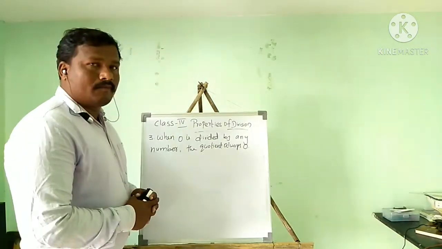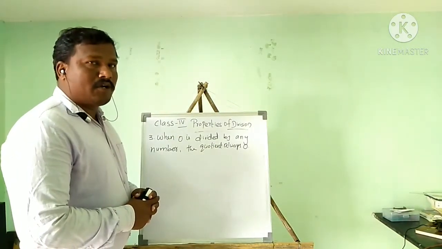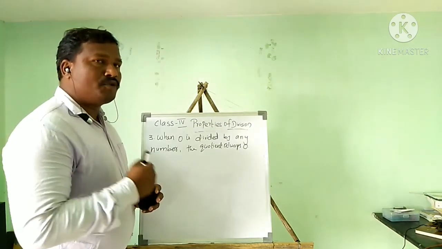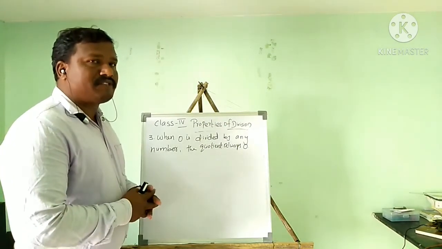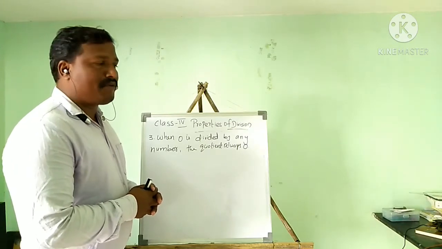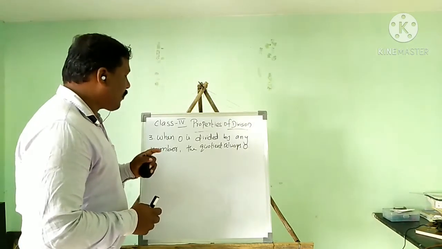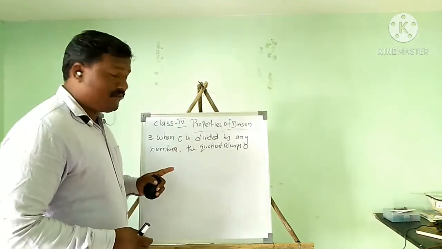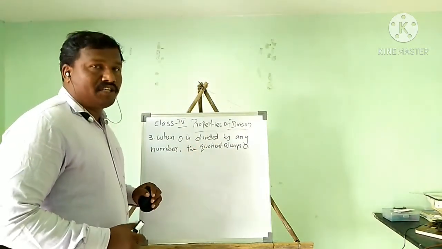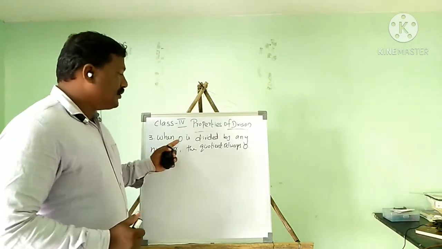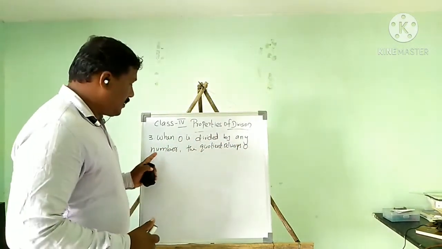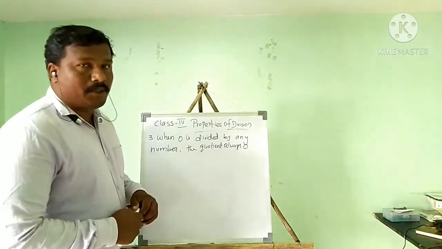Okay, friends, we talked about properties 1 and 2 of division. Now let me discuss property 3. The property is: when 0 is divided by any number, the quotient is always 0.